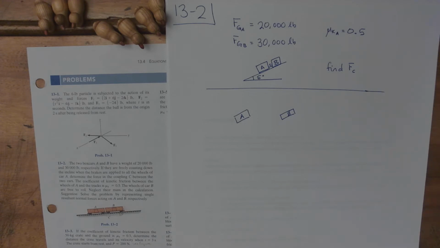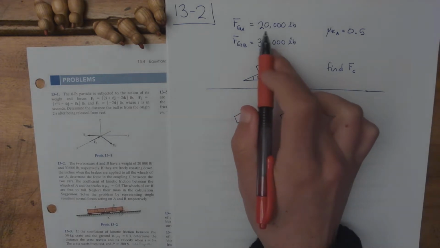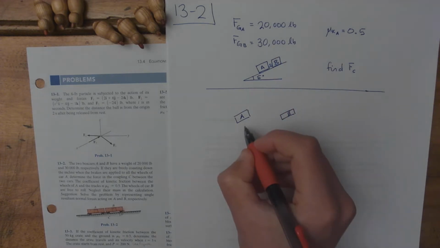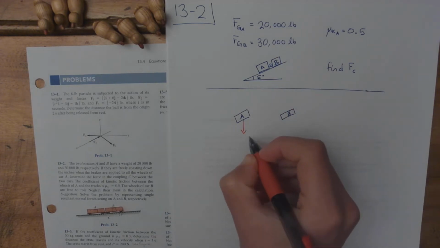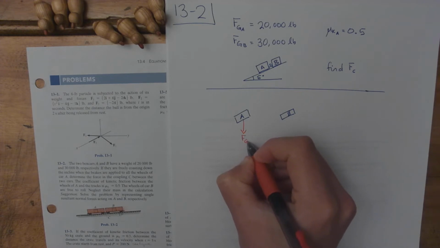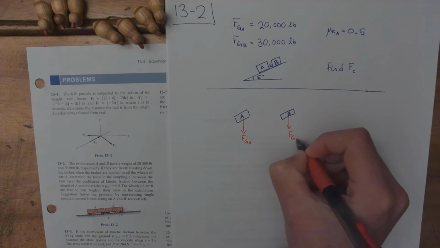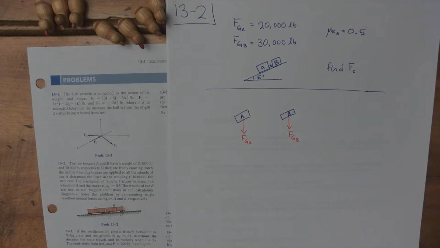And the first question you can ask yourself is, is there a force of gravity acting on the object? And yes, in this case there is. That force is 20,000 pounds for car A and 30,000 pounds for car B, although for the sake of space, I'm just going to write that as FGA and FGB, but those do have known values.